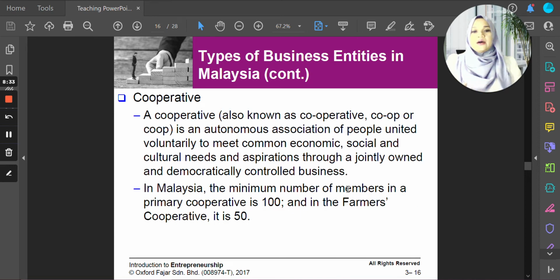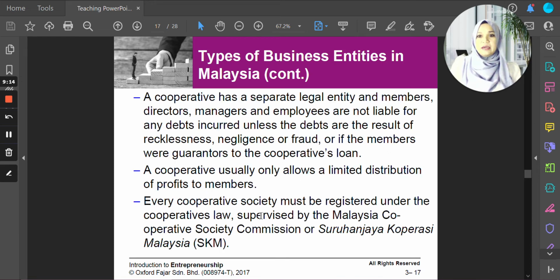Alright. Another form, which is what we call the cooperative just now, is the only one registered under the Cooperative Act, right? It is also known as cooperative, co-op, or sometimes spelled co-op like this. It is actually an autonomous association of people united voluntarily to meet common economic, social, and cultural needs, as well as aspirations, through a jointly owned and democratically controlled business. Koperasi, basically. So in Malaysia, the minimum number of members in a primary cooperative should be 100, and in the farmers cooperative, it is a minimum of 50.